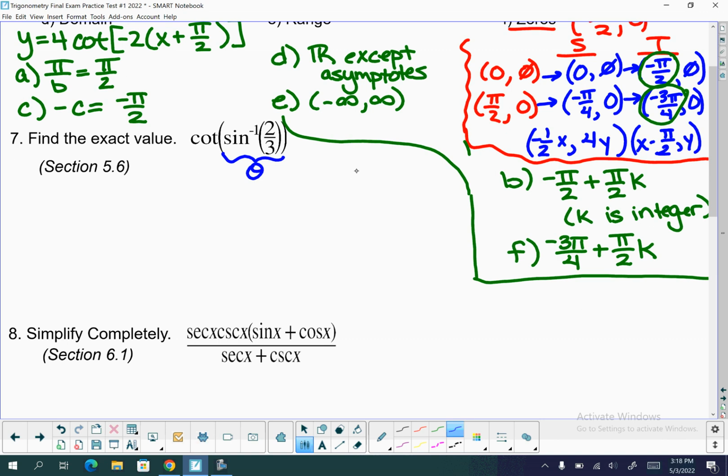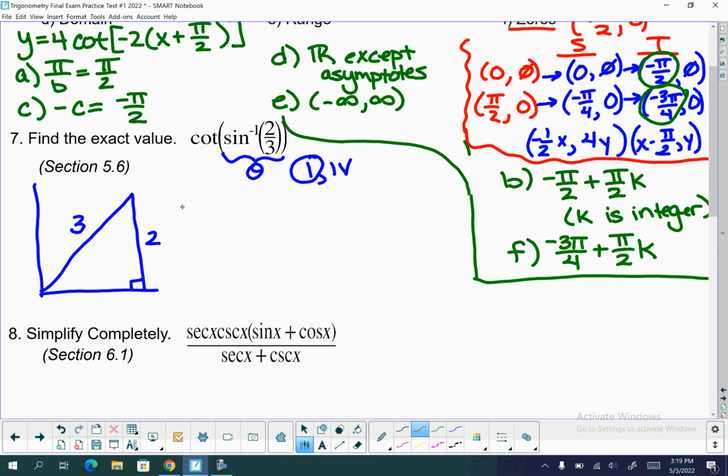You need to know where each of our inverse functions are defined. Inverse sine is defined in quadrant 1 and quadrant 4. Because the sine is positive, this angle will be in quadrant 1. If the sine was negative, it would be in quadrant 4. So I'm going to draw a picture in quadrant 1. Again, our reference triangle. When in doubt, for a lot of these problems, draw a triangle. And my sine, opposite over hypotenuse, is 2/3.